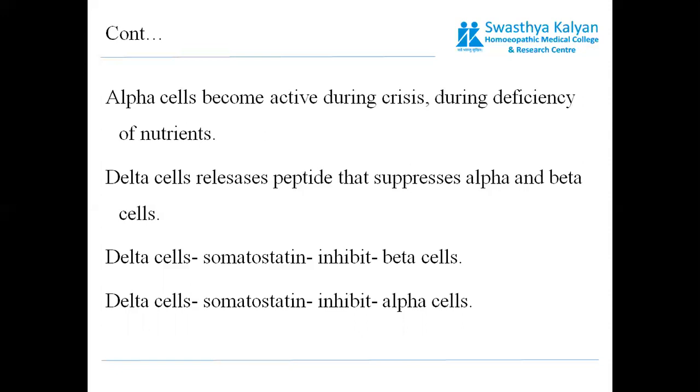Now what kind of crisis occurs in the body? Alpha cells are like alpha males, very dominating personalities. They don't like anyone to challenge them. So whenever a crisis condition comes, they become really active. Now what are the crises for the body? When there is a deficiency of nutrients, this is the crisis.